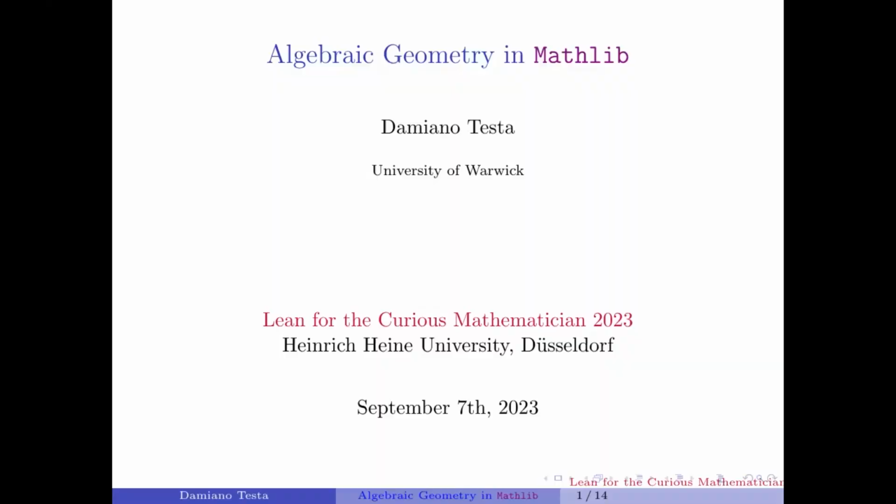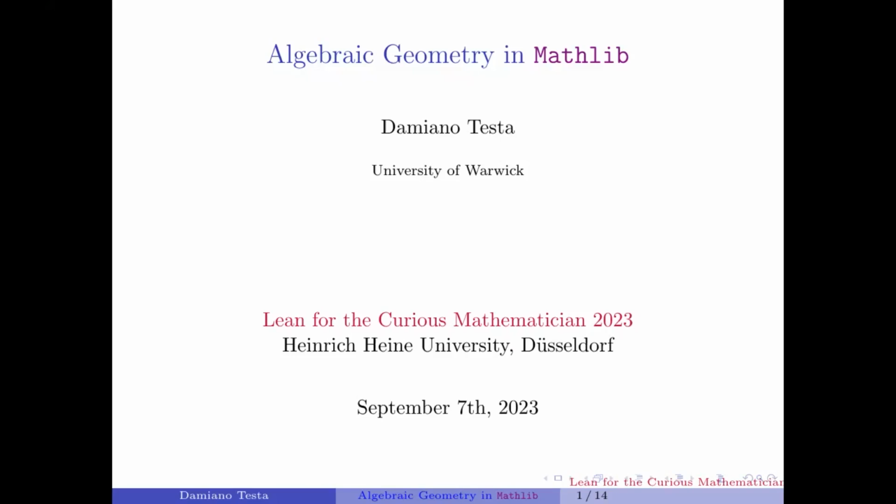To be back here. Okay, so I'm going to be talking about algebraic geometry in MATLib, and you will see that it's not really the most beginner-friendly area to work on, but luckily, algebraic geometry uses a lot of structures from commutative algebra, and ultimately, most of the things you do in algebraic geometry are commutative algebra, and commutative algebra is very, very user-friendly, I think.